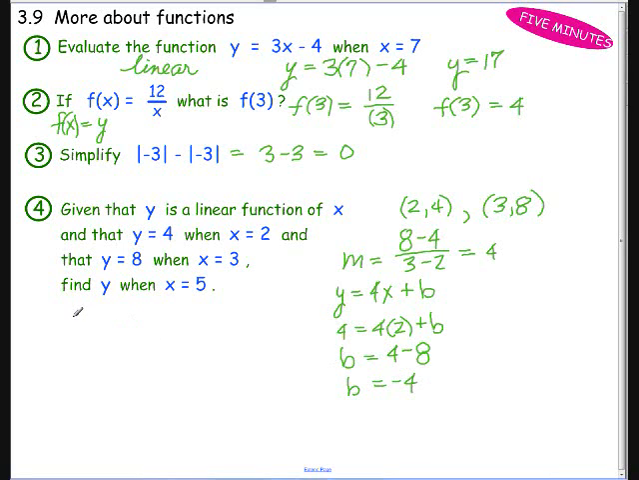So now we have our equation. Y equals 4x plus b, and our b is negative 4. So what is y when x is 5? We're all set to find that out right now. Y will be 16.